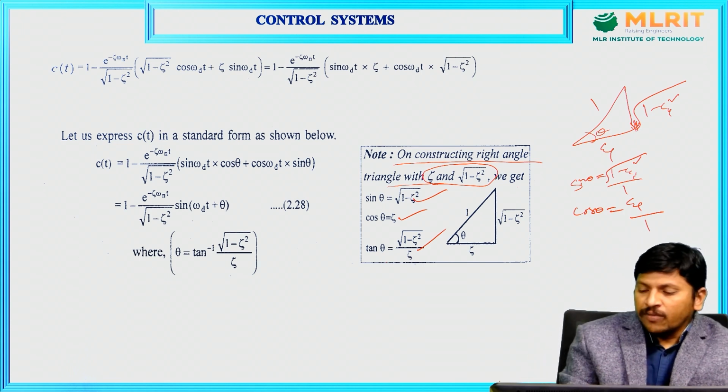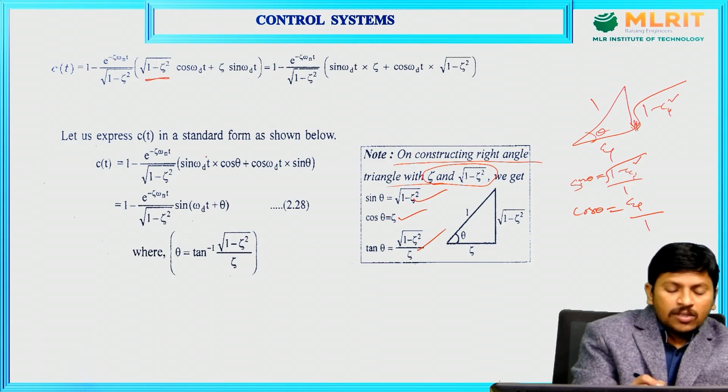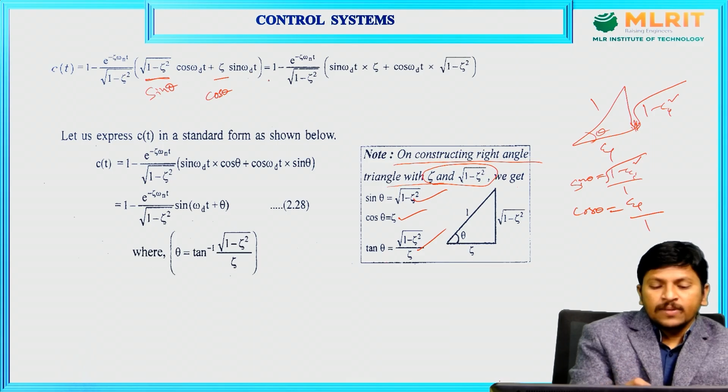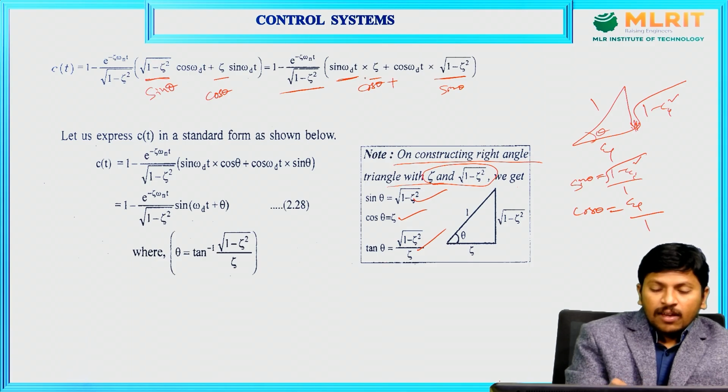So here, in place of under root 1 minus zeta squared, I am going to write sin theta. So sin theta omega dt plus zeta cos theta omega dt, 1 minus e power of minus zeta omega nt divided by under root 1 minus zeta squared, sin omega dt into zeta, sin omega dt, zeta is nothing but cos theta, plus cos omega dt into, this is nothing but sin theta, right? Sin theta.